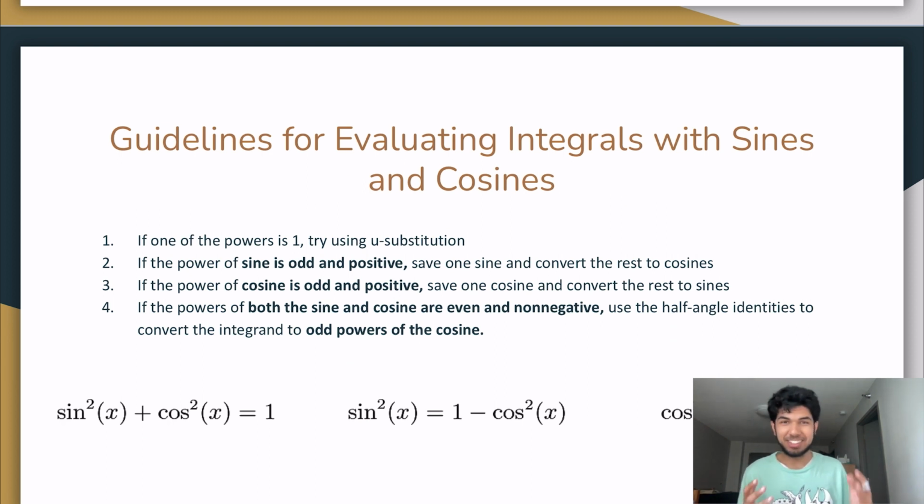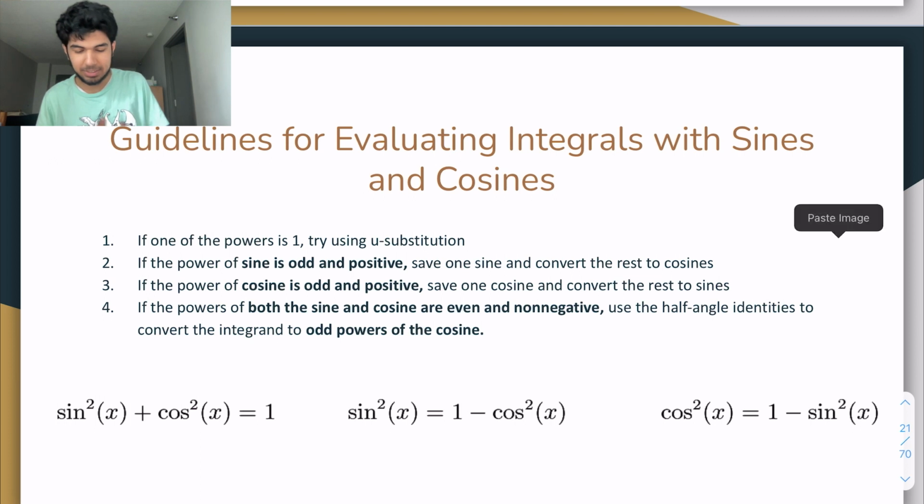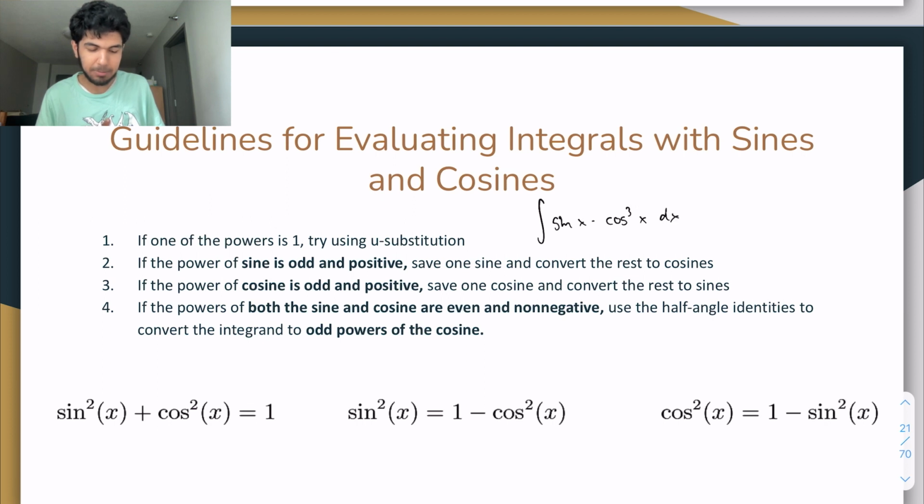Now, I'll give you a set of guidelines for evaluating integrals with sines and cosines. This is sort of like a checklist of how you should approach some of these problems, and I find this extremely helpful. So first, if one of the powers is 1, try using u-substitution. So if you have something like the integral of sine of x times cosine cubed of x dx, try using u-substitution since the power of sine is 1.